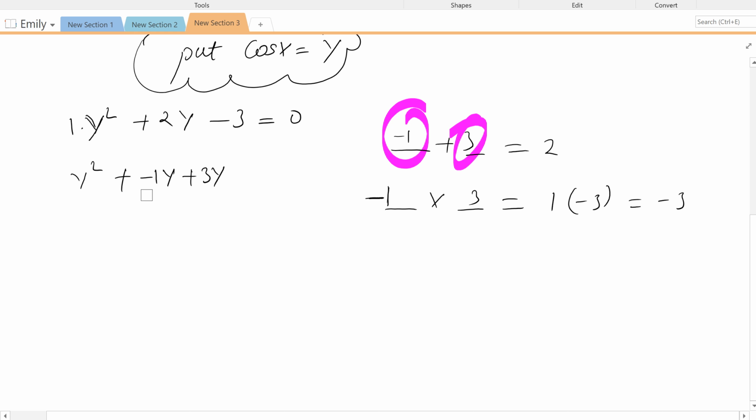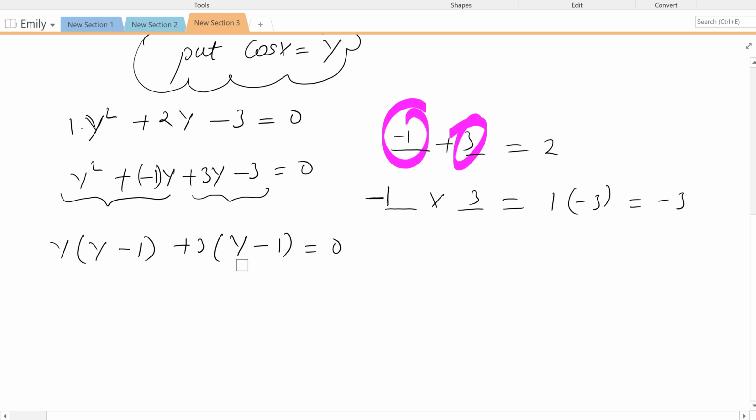So we replace 2y with these two. Then you take factors from the first two and the last two terms. In the first two terms, we have y common, so factor out y, and we have negative 1 inside. There we have plus 3 common. The sign is really important, so you have to write the sign in the second term.